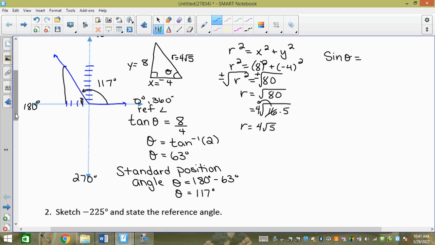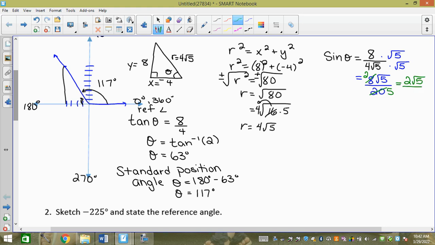So y over r. We're going to get 8 over 4 root 5. And then, what do I have to do in order to rationalize it? Multiply by the root 5. So we get root 5 and root 5. Guys, you're talking too much today. So we're going to get 8 root 5 over 4. And then what's root 5 times root 5? 5. So what's 4 times 5? 20. And then what can I reduce these down by? 4. So it's going to be a 2. And this is going to be a 5. So my answer is 2 root 5 over 5.